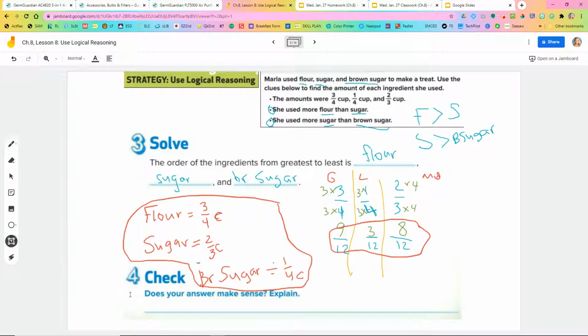And we're going to do, after we solve, we're going to do a quick check. Does your answer make sense? Yes. My answer, let me drag this out. Let me make it a little smaller.